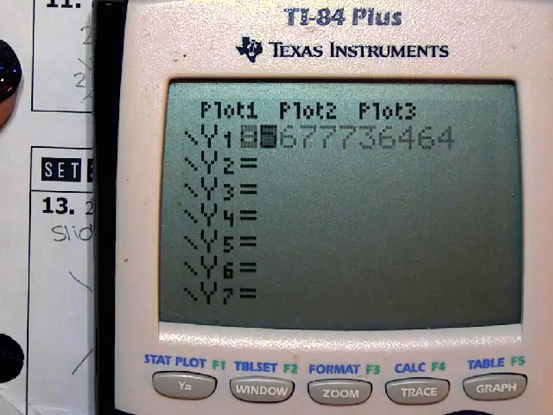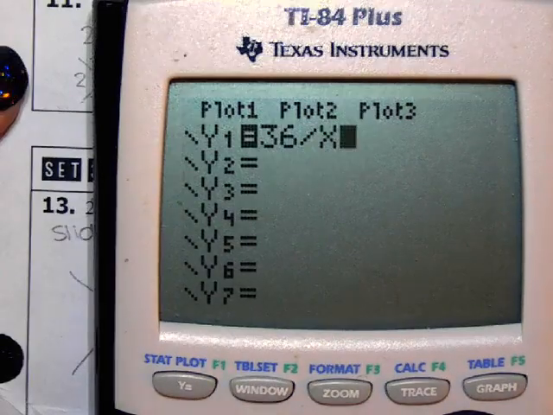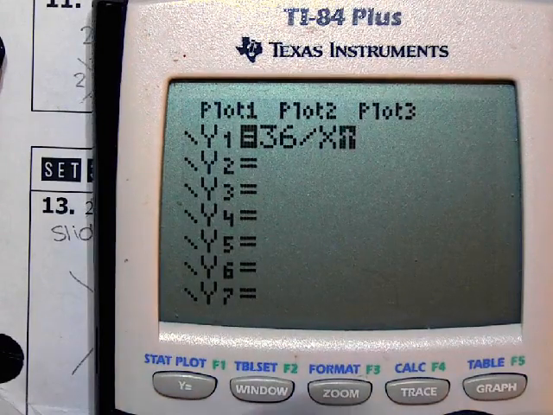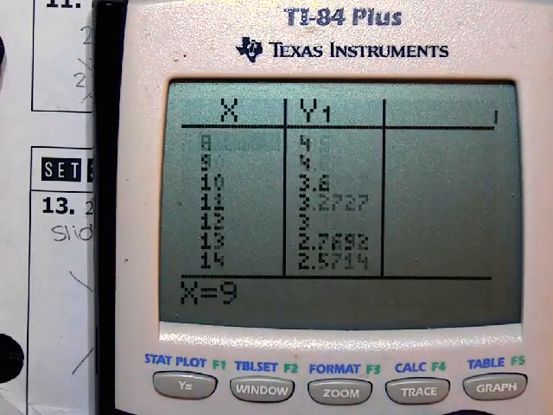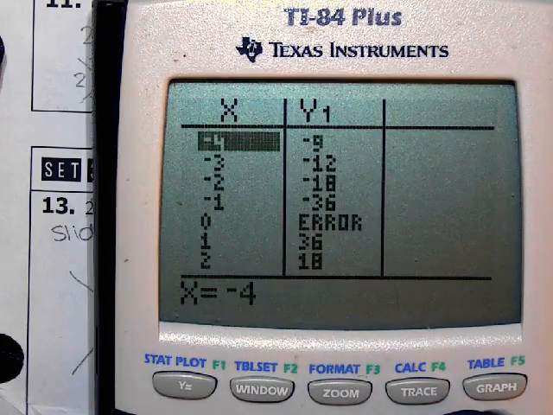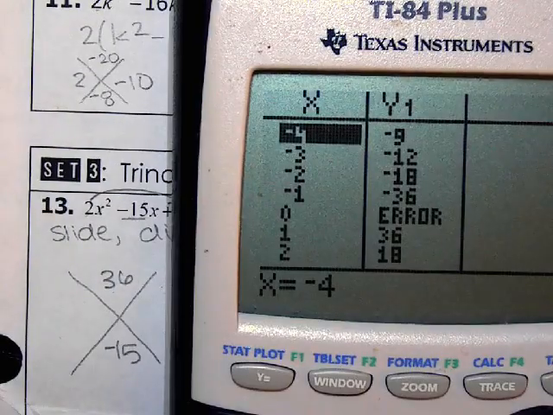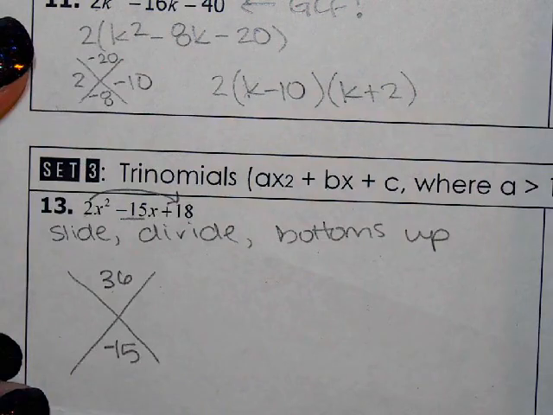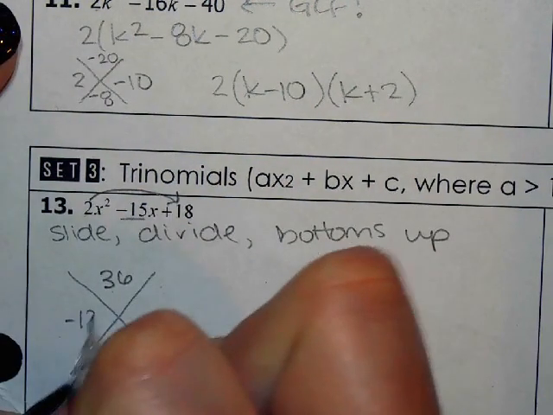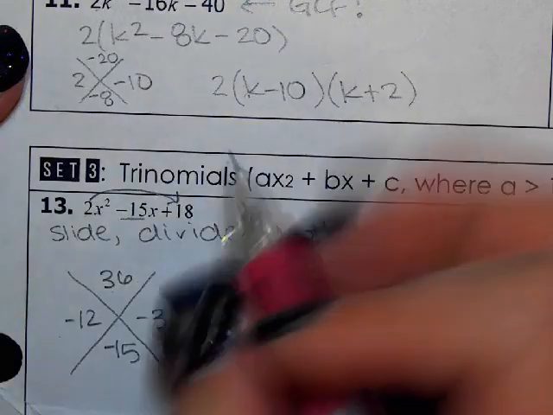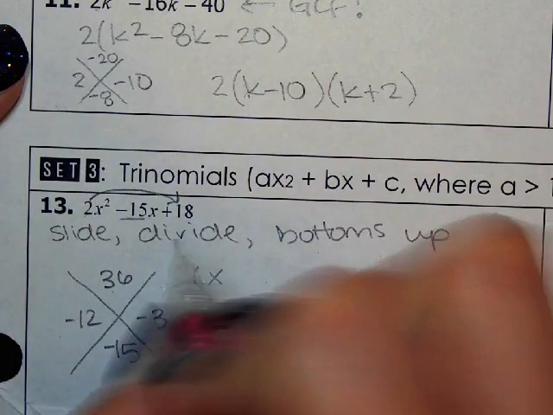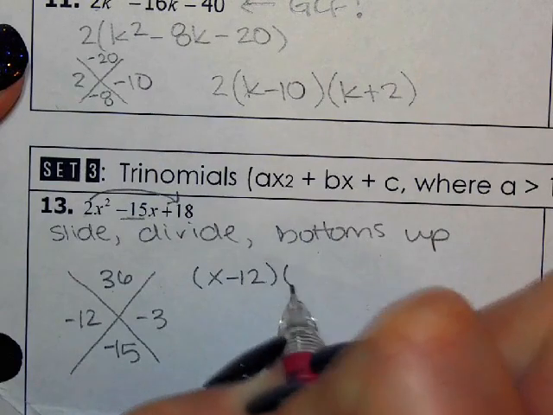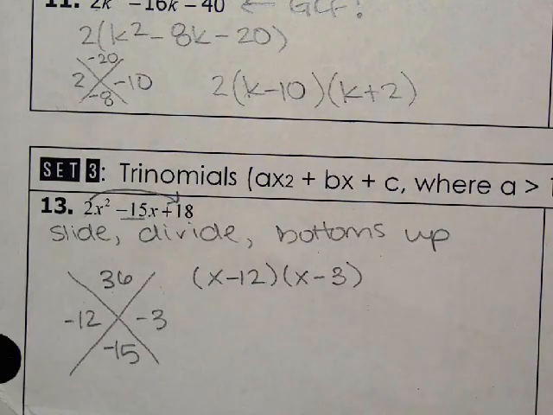If those numbers are just a smidge too big for you, we're going to do 36 divided by x. We're looking at the negative numbers because we're multiplying to a positive. So two negatives that multiply to a positive: negative 12 and negative 3. And this is not the answer because we haven't finished yet. We've only done the slide, we haven't done the divide, we haven't done the bottoms up yet.